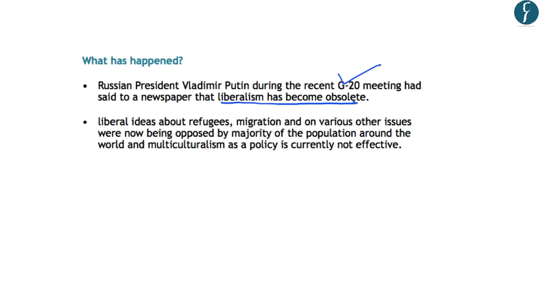And he said this in the background that the liberal ideas about refugees, migration, and on various other issues were now being opposed by the majority of the population around the world. And also, he has stated that multiculturalism as a policy is currently not effective. So, in this background, let's understand what is currently happening in the European Union, etc.